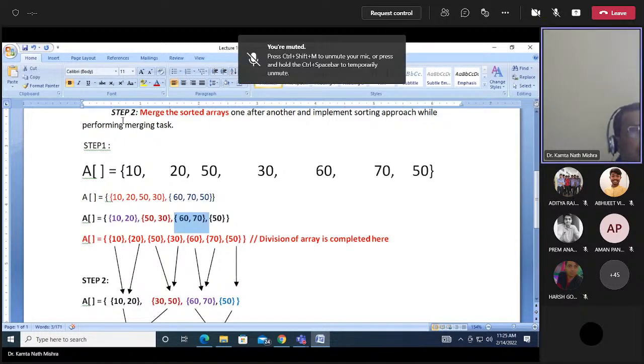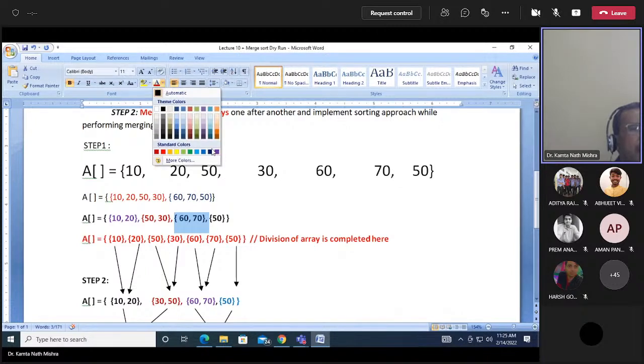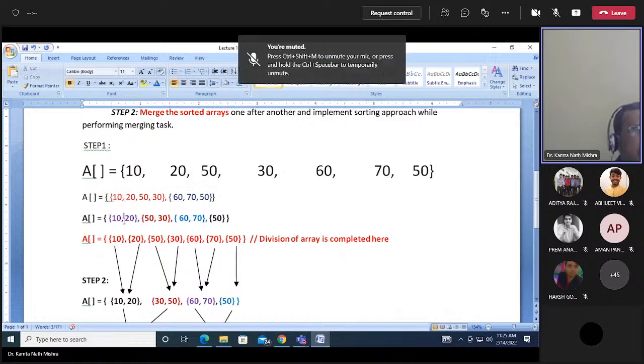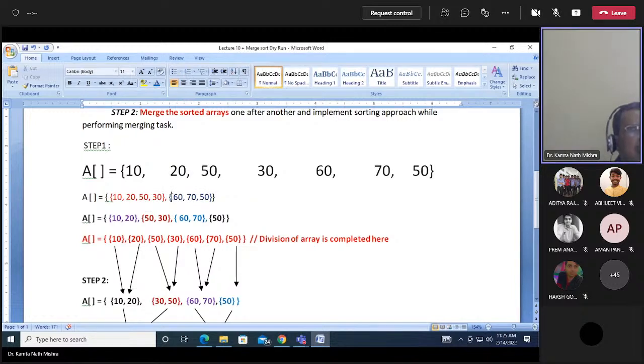The first array of red color is further divided into 2 parts. When you divide it into 2 parts, 10, 20 will come together, and 50, 30 will come together. Now the second array, 60, 70, 50, you divide into 2 parts. So 60, 70 will come together and 50 will come together. Now in the next stage, all red, what are we doing here? The first array has 2 elements, the second array has 2 elements, 50, 30, the third array has 2 elements, 60, 70, and the fourth array has only 1 element.